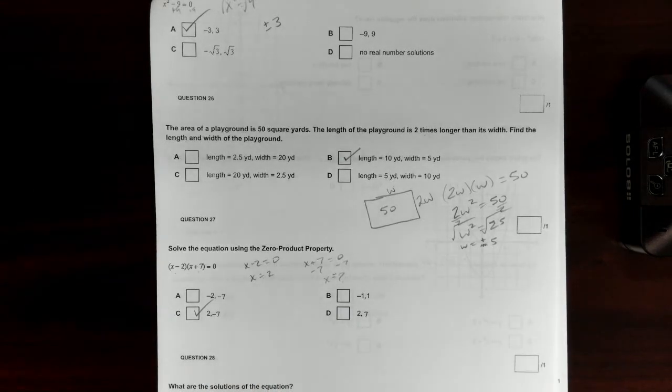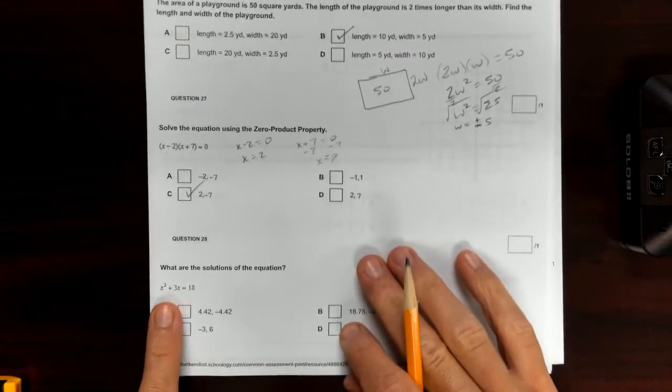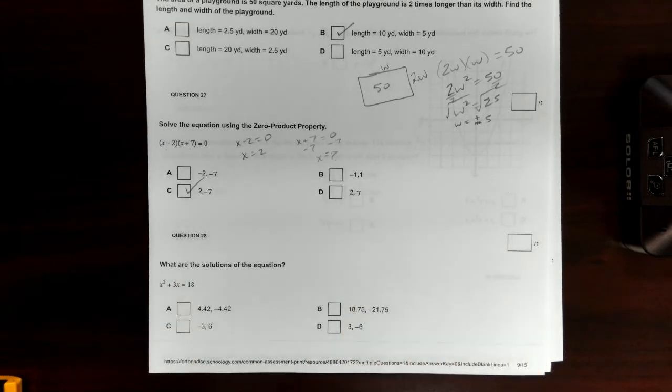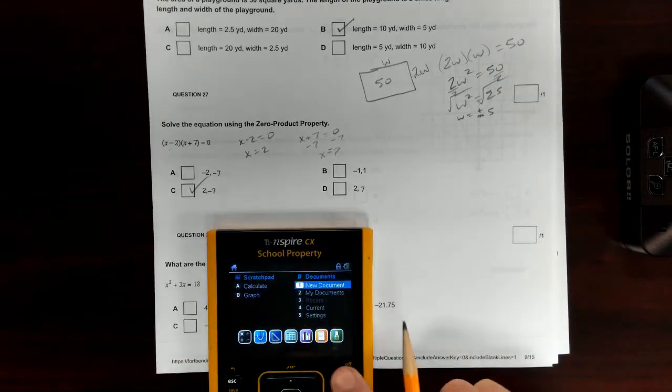Look at number 28. Says, what are the solutions to the equation? So you can do it a variety of ways. You can factor this. Oh, sorry, you can't even see it. You could factor this. You could complete the square. You could graph it. It doesn't matter to me. Let's go ahead and graph it because that's easy, breezy.